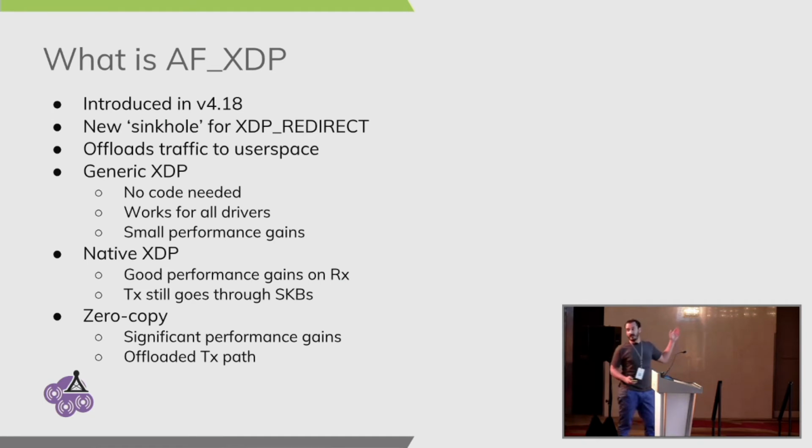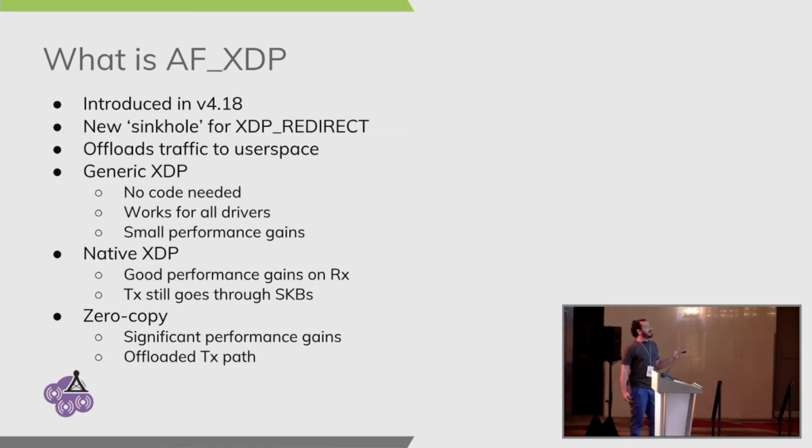Now, in 4.18, we get a new socket type, called AF_XDP. AF_XDP is an offload to user space that you can use. You have generic XDP, which we mentioned: if the driver doesn't have any XDP support, you can use it and test every functionality you want. The obvious problem is that you don't get any of the speed improvement that XDP offers, because you're using the standard Linux network stack to emulate what XDP would do.